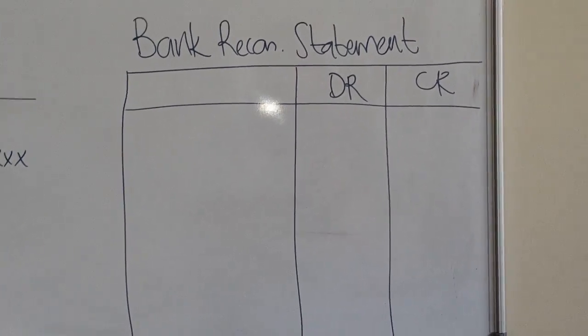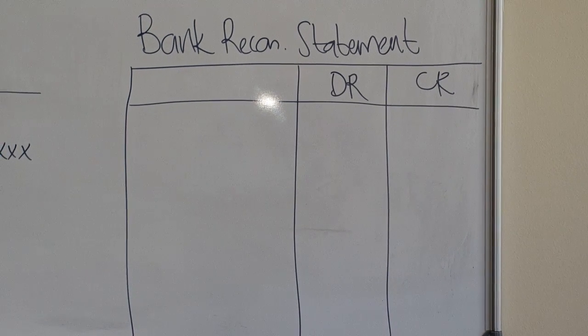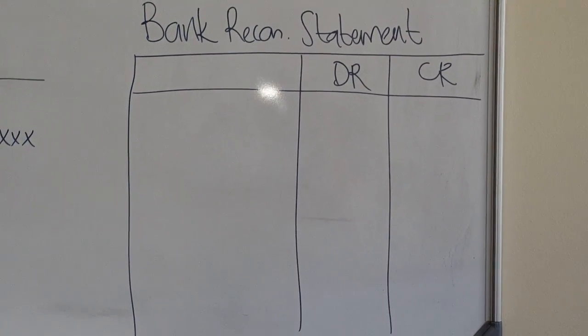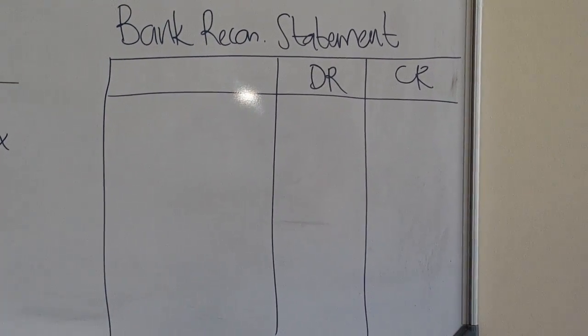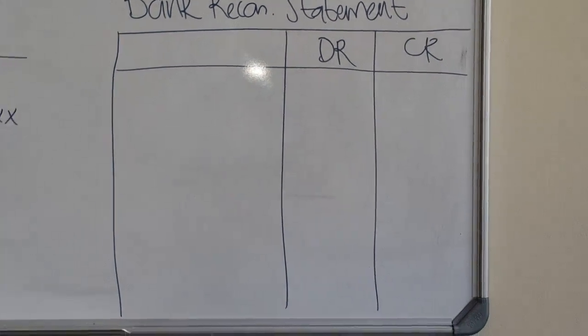The second one I referred to was outstanding checks. That would be, for example, if you had issued a check to a supplier who you owe money to and they had not yet gone to cash the check. It would be an outstanding check. So you would put the outstanding checks on the debit side of your bank reconciliation statement.